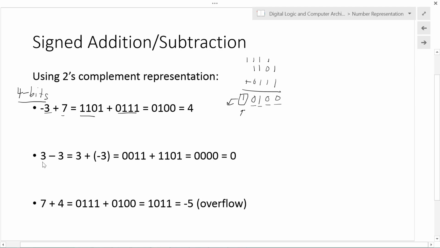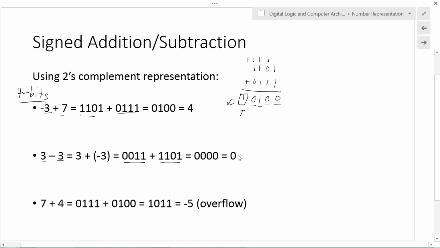Let's look at 3 minus 3. This is the same as adding 3 and negative 3. So you add the 2's complement to subtract a number. Take the 2's complement and add it. So let's take a look. We have 3 and minus 3.